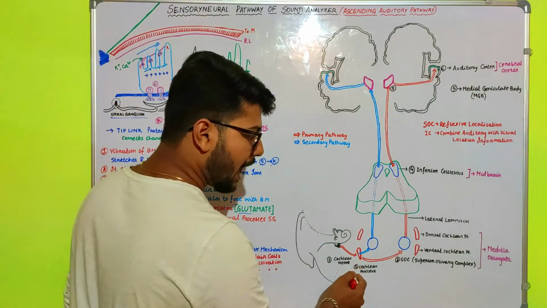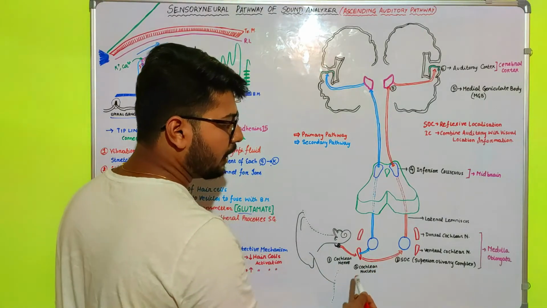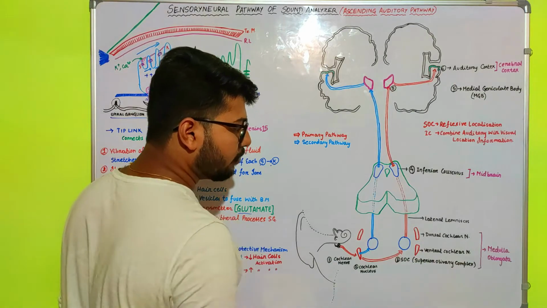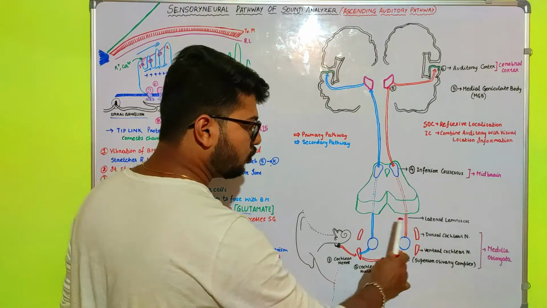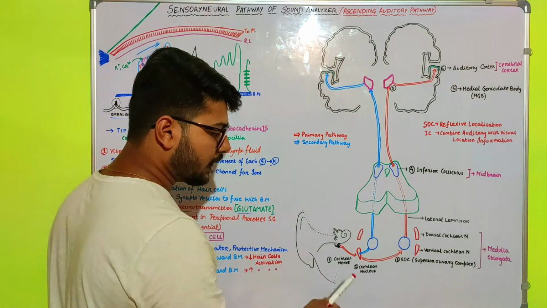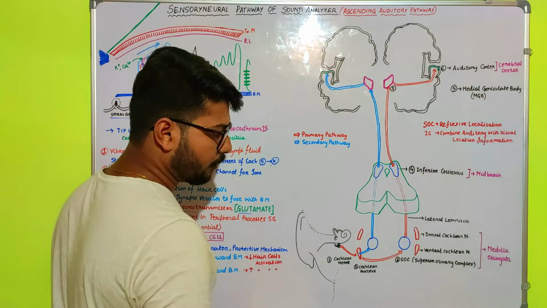Okay, so we have two cochlear nuclei on each side, and a total of 4 cochlear nuclei, that is 2 ventral cochlear nuclei on both sides and 2 dorsal cochlear nuclei on both sides. Okay, so the cochlear nerve is going to make the synapse at this cochlear nucleus.